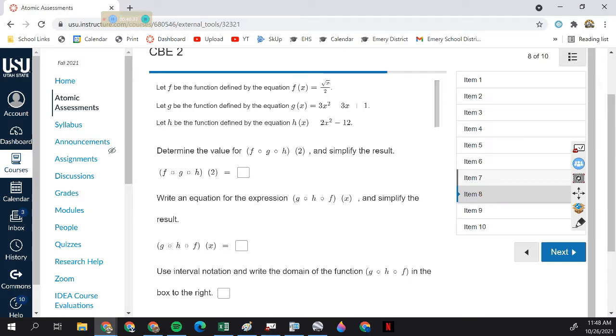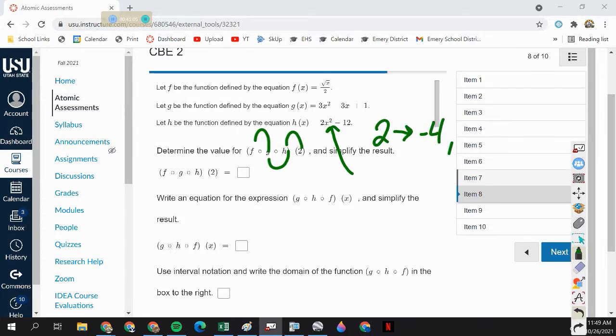So we have f, g, and h. Determine f of g of h of 2. What's the easiest way to solve this? Plug 2 into h, plug the answer into g, plug the answer into f. So 2 goes into h. 4 times 2 is 8. 8 minus 12 is negative 4. So we went from 2 to negative 4.